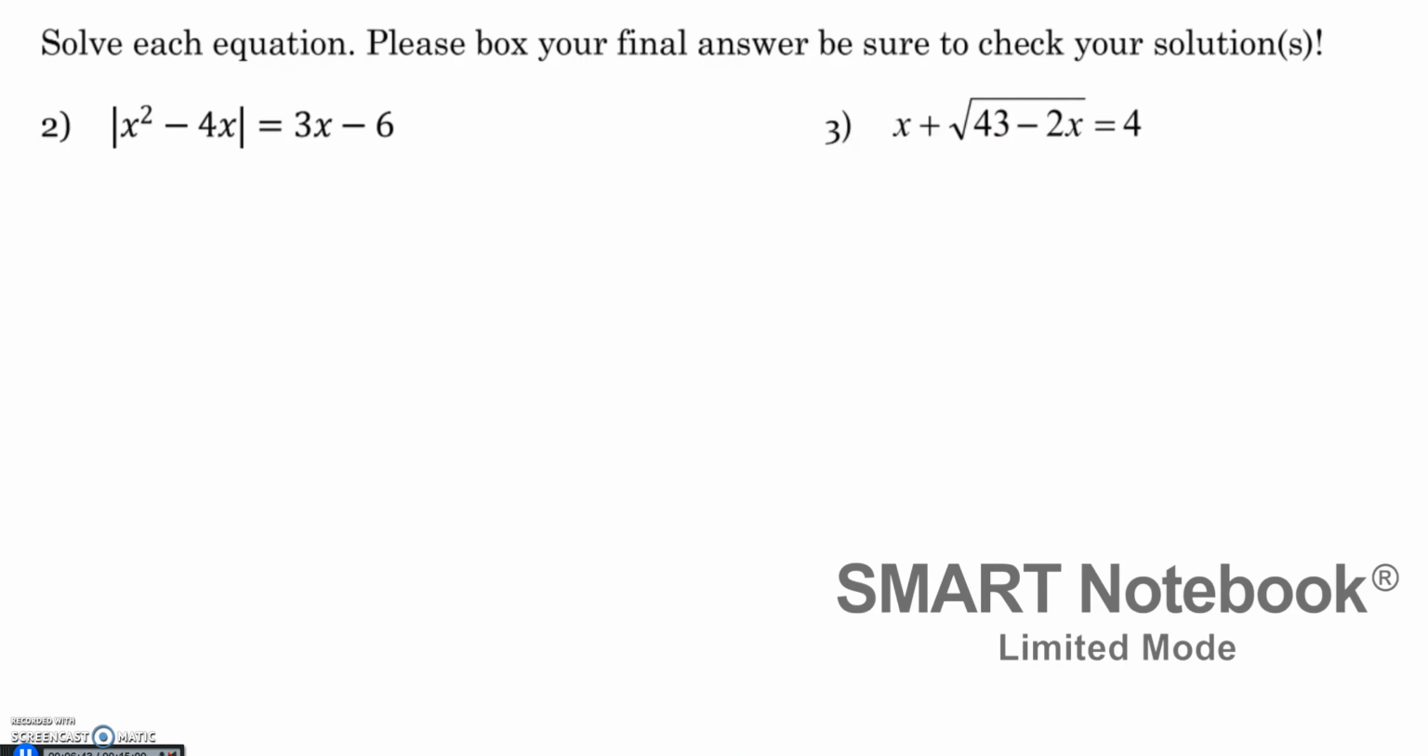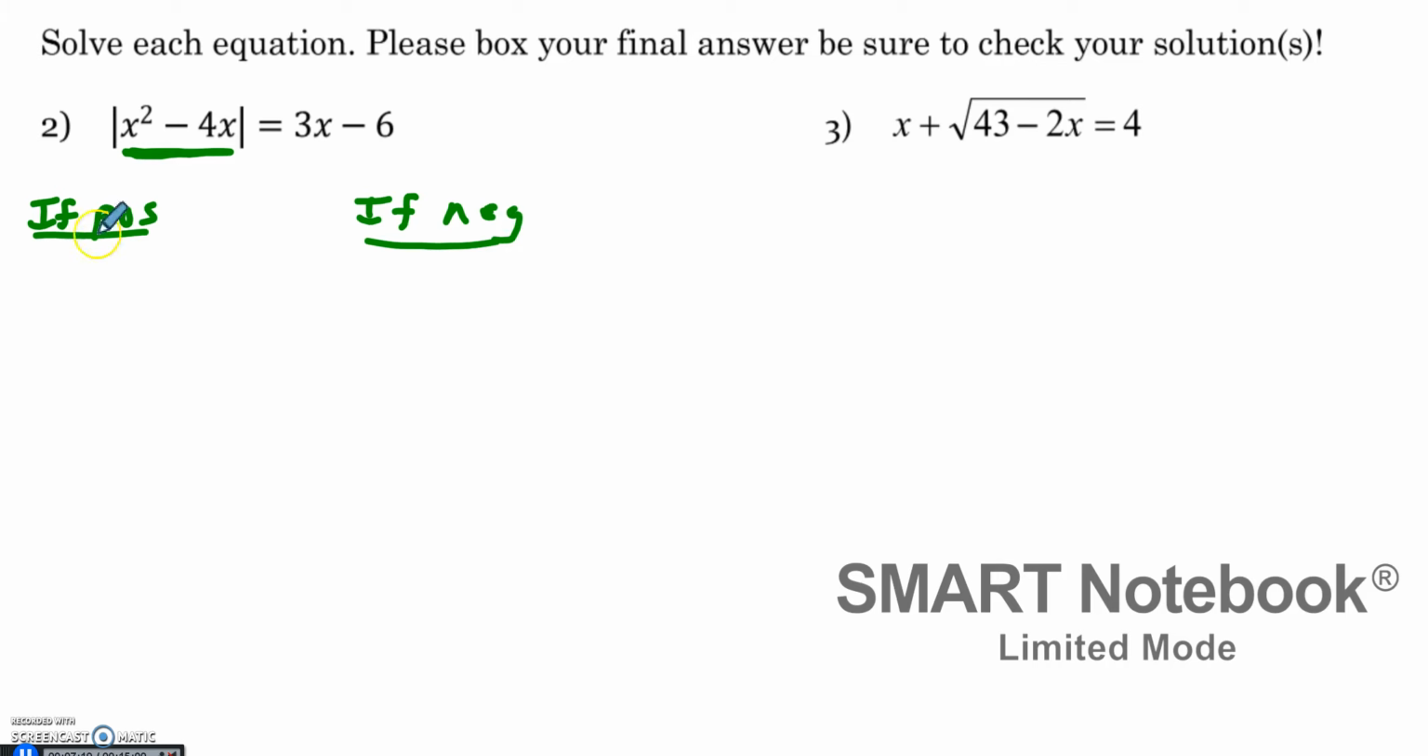Number 2, solve each equation. So both of these are from Unit 8b, and it's been a little bit since we've seen these, so I think it'll be good to put them on this review packet. So the absolute value of x squared minus 4x equals 3x minus 6. You might recall that whatever is inside the absolute value could originally be positive or negative. So we have two options.